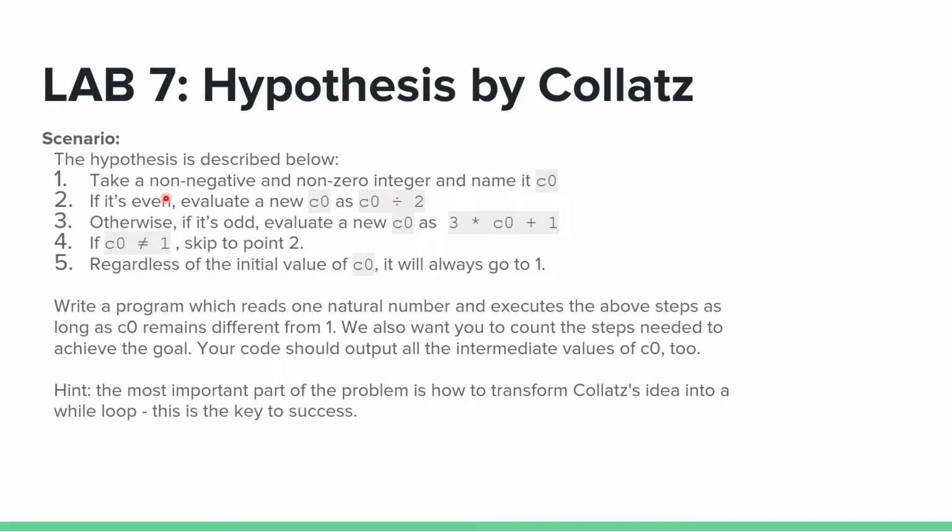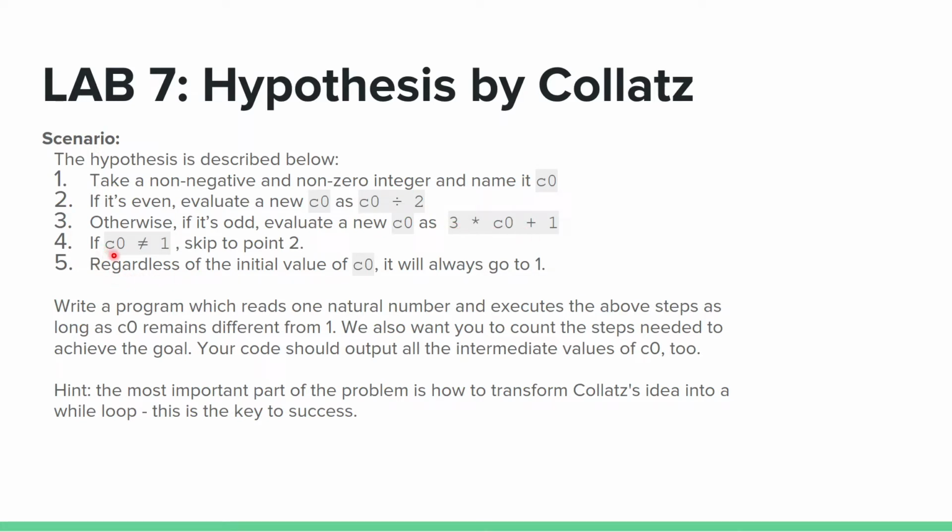The first is to take a non-negative and non-zero number, meaning a positive integer that is greater than 0, and name it CO. Okay, that means we have a variable called CO. And then we have a condition here. If it is even, evaluate a new CO, that means CO will be equal to CO divided by 2. Otherwise, definitely another condition, if it is odd, evaluate a new CO as 3 times this and that.